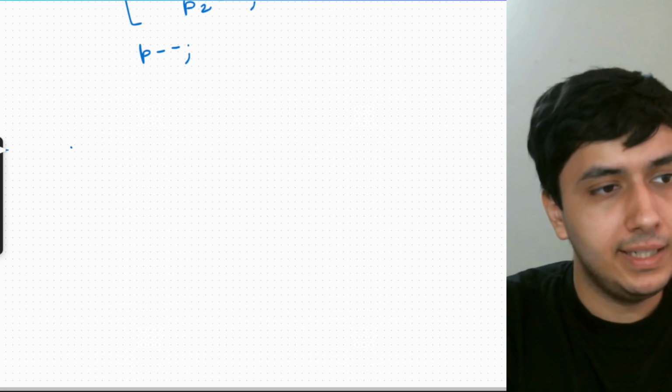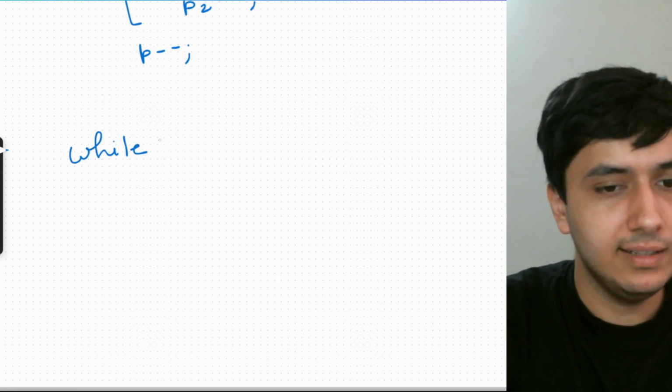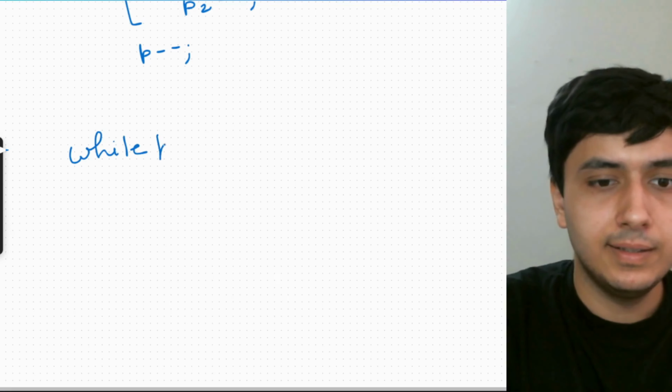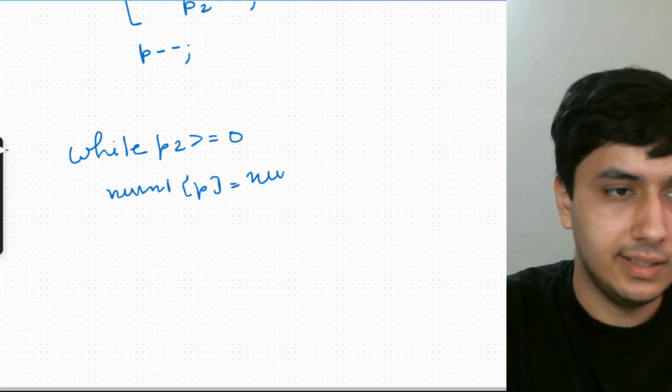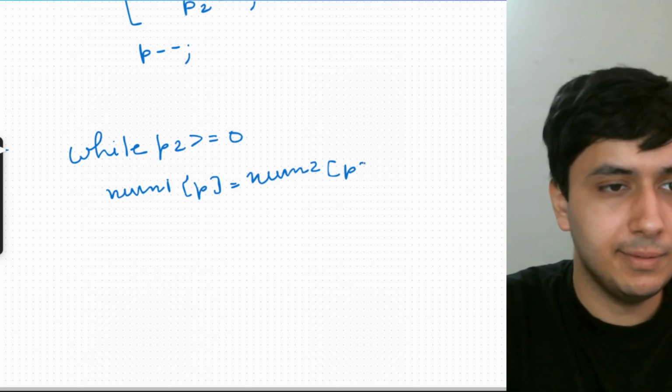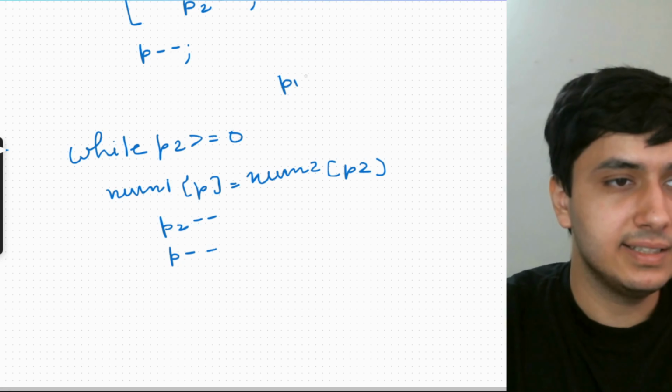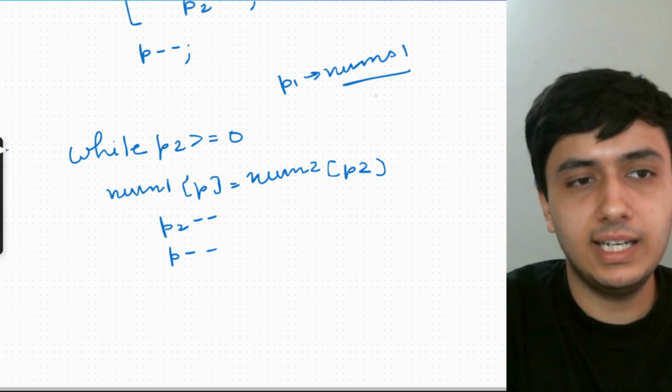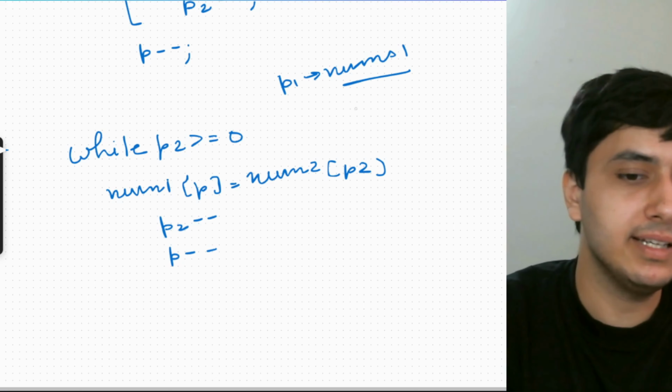If at the end p2 is left, we'll say while p2 is greater than or equal to 0, nums1[p] equals nums2[p2]. Same condition. We'll do p2 minus minus, we'll do p minus minus. Why we don't have to do this for p1 is that we have nums1 already in place. So if only the elements of nums1 are left, then we don't really have to worry about anything. We can just leave them there.